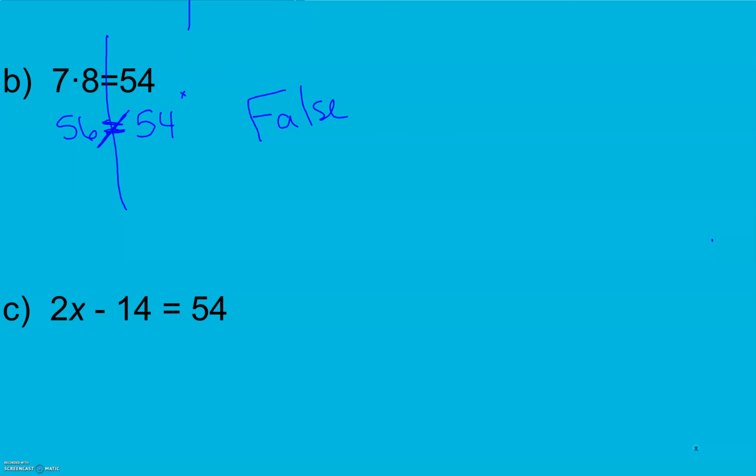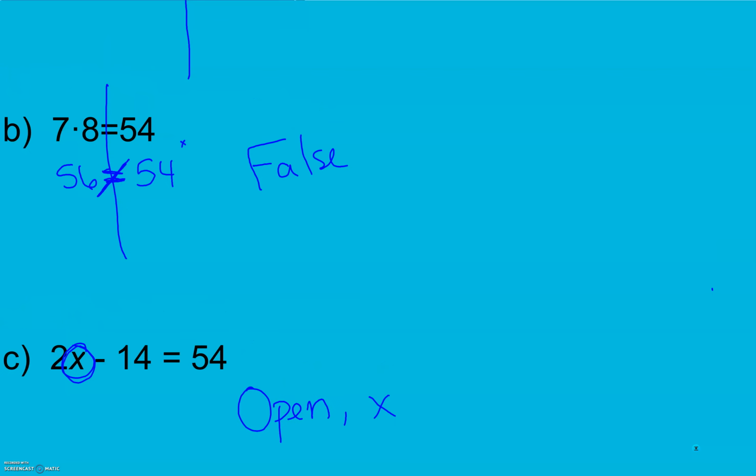And if we look at C here, we have a variable. Anytime we have a variable, it's open because we have an x. Open because of whatever our variable happens to be. Sometimes open equations are true if we plug in the right number. Other times they're false. And so we can't guarantee that it's true or false without knowing what value we're plugging in for the variable. So we just call them open.